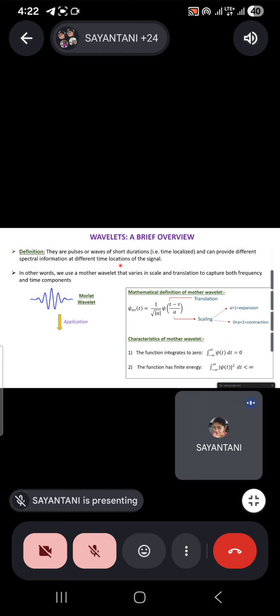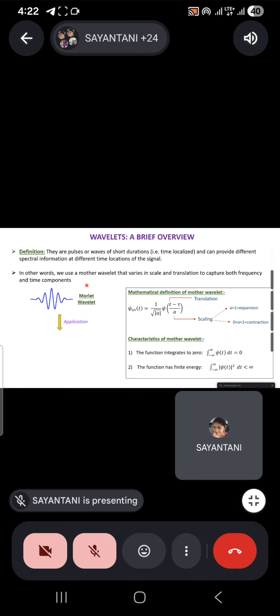These are the windows which are going to help me to provide good time resolution as well as good frequency resolution. There are different types and shapes of wavelet which you can choose. I'll come to that later on. Say I'm choosing one particular shape of a wavelet. This is referred to as a Morlet wavelet. Whatever wavelet I am choosing is referred to as a mother wavelet.